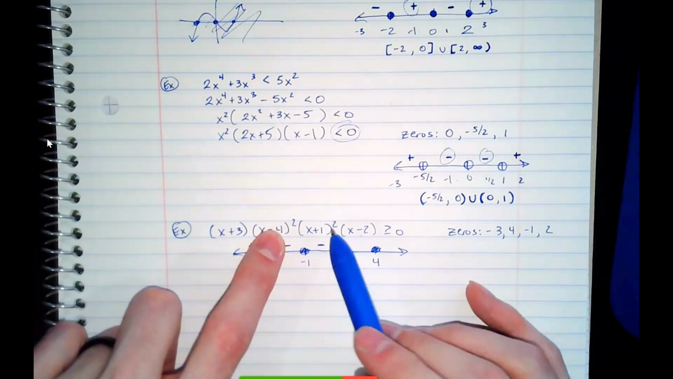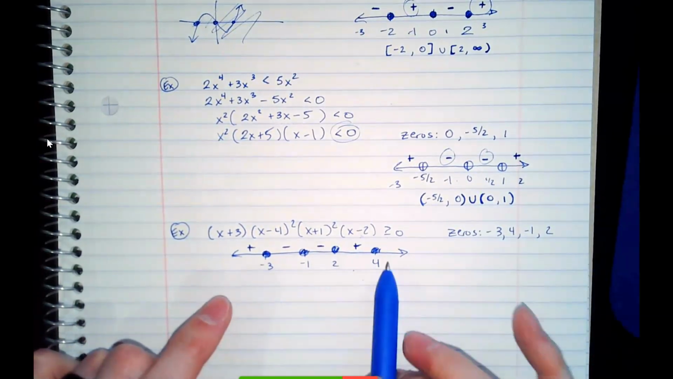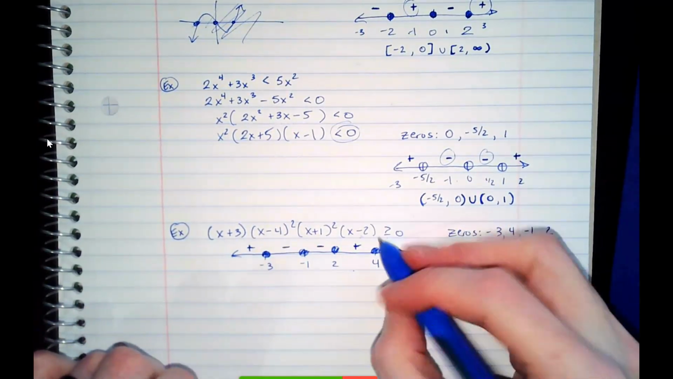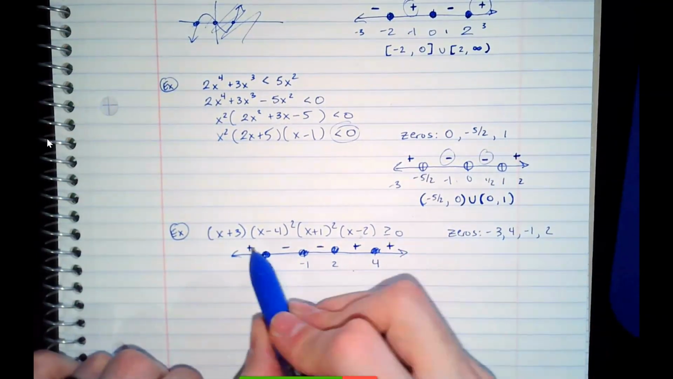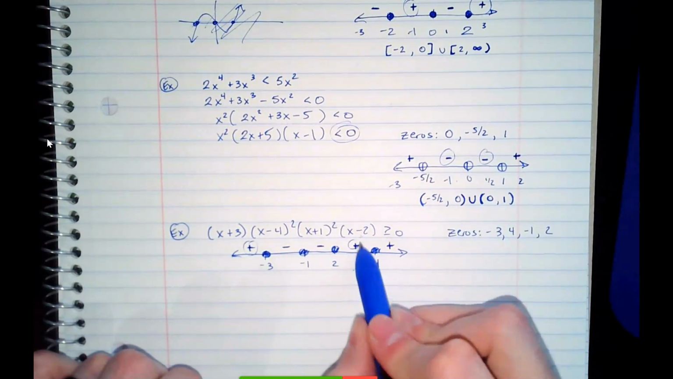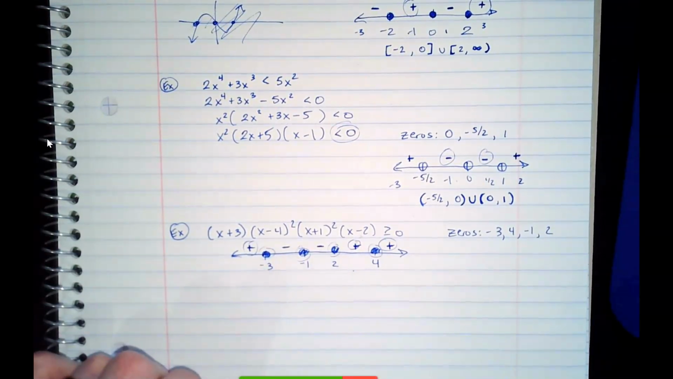3. Positive, always positive, always positive, positive. All positive numbers multiplied gives a positive result. Same thing with 5. Positive, positive, positive, positive. All positive. So here, we want to be greater than or equal to 0, so we have here, here, and here, but don't forget we want our endpoints.